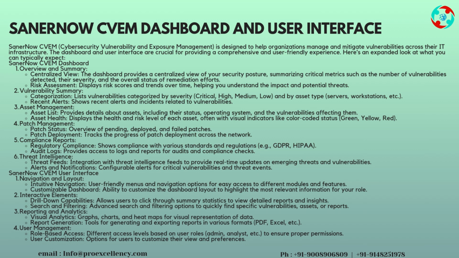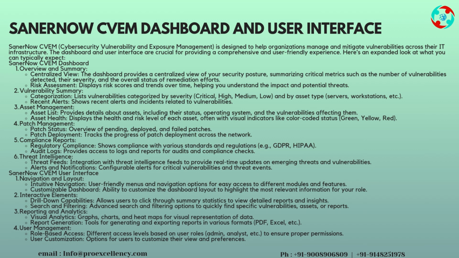Vulnerability summary. Categorization lists vulnerabilities categorized by severity: critical, high, medium, low, and by asset type: servers, workstations, etc. Recent alerts shows recent alerts and incidents related to vulnerabilities. Asset management. Asset list provides details about assets, including their status, operating system, and the vulnerabilities affecting them.